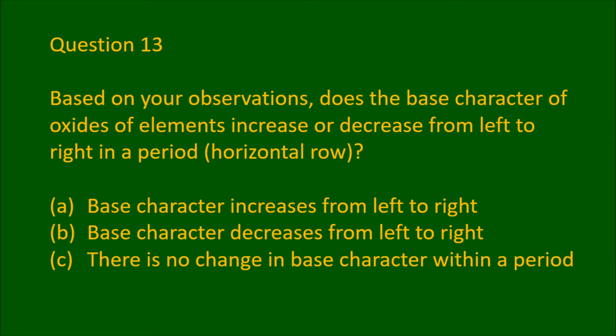Question 13. Based on your observations, does the base character of oxides of elements increase or decrease from left to right in a period, a horizontal row? A. Base character increases from left to right. B. Base character decreases from left to right. C. There is no change in base character within a period.